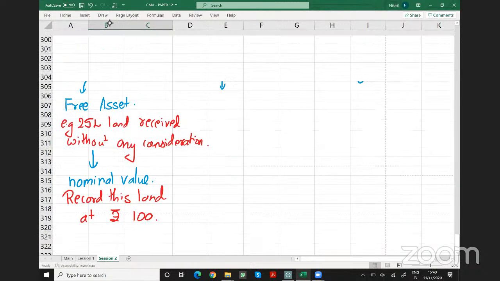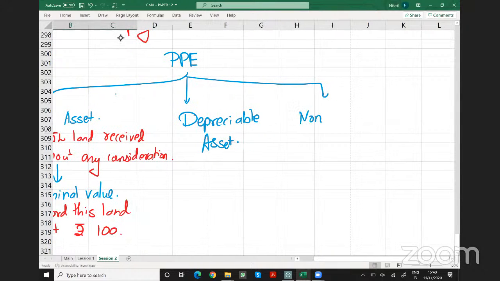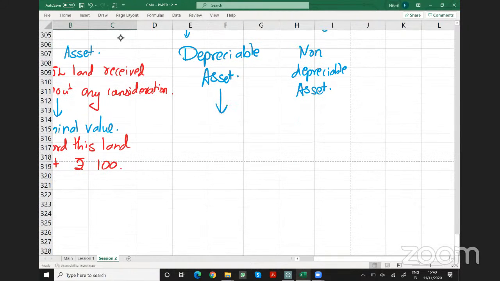The second thing is I have received the contribution relating to depreciable assets. And the third one will be non-depreciable assets. So the contribution received, first you have received a free asset. The second one is you have received relating to depreciable assets. The third one is you have received relating to non-depreciable assets. So in case of depreciable assets, there will be chart B and this will be chart C.